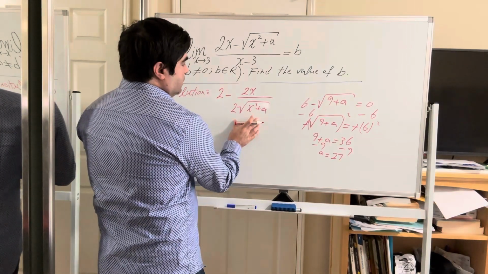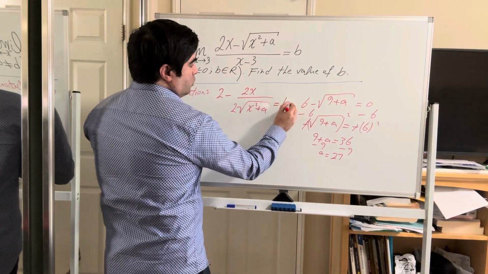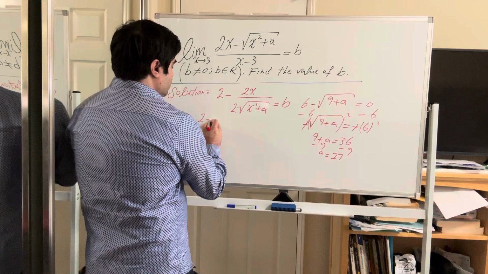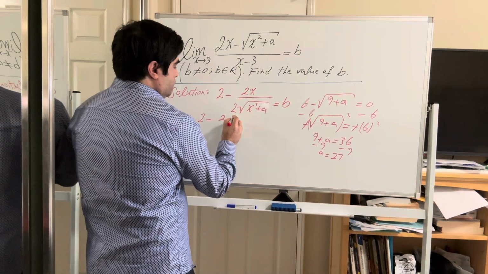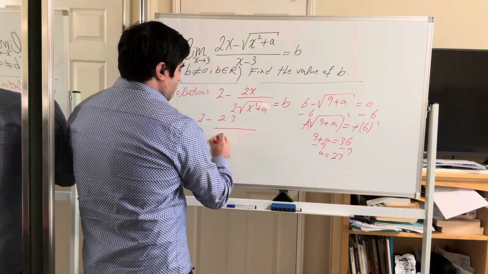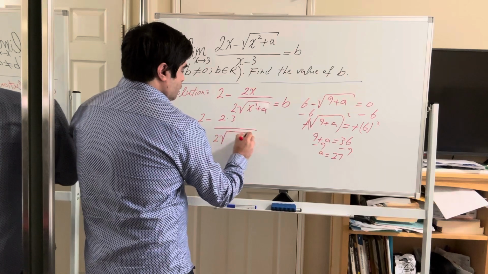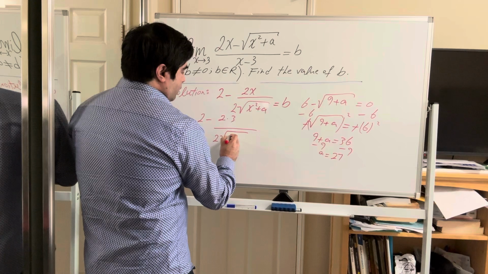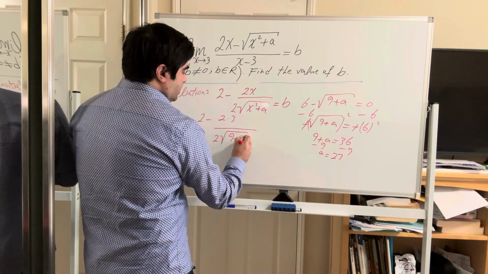So we end up with this expression here, which is going to be equal to b. And now I'm going to use the value for x, which is 3. So it's going to be 2 times 3 over 2 times the square root of 3 to the power of 2, which is 9, plus a, which is 27.